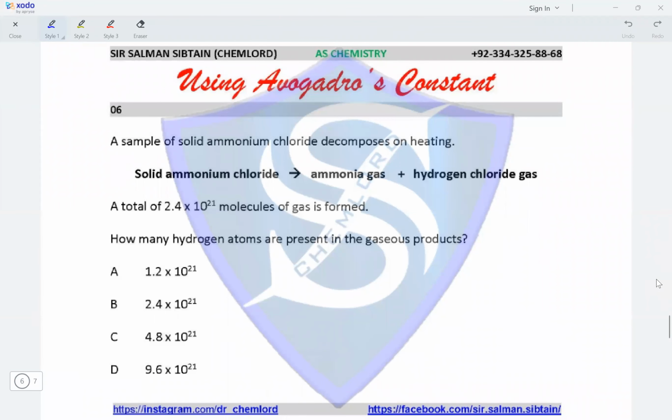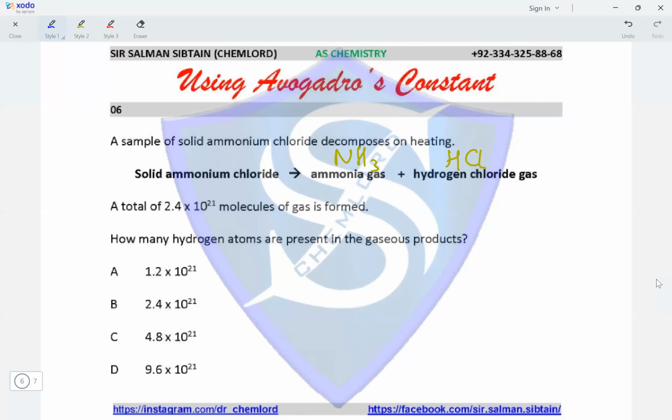Question 6. A sample of solid ammonium chloride decomposes on heating and it produces ammonia gas, which is NH3, and it produces hydrogen chloride gas, which is HCl. So the question says a total of 2.4 into 10 to the power 21 molecules of gas is formed. How many hydrogen atoms are present in the gaseous products?